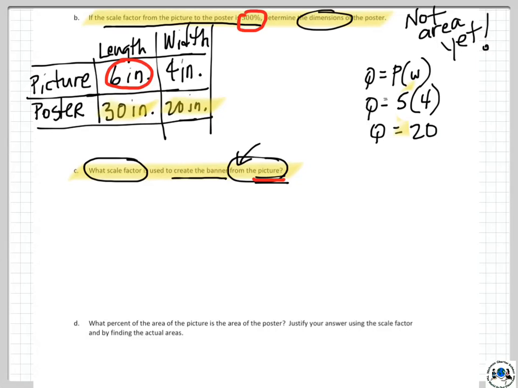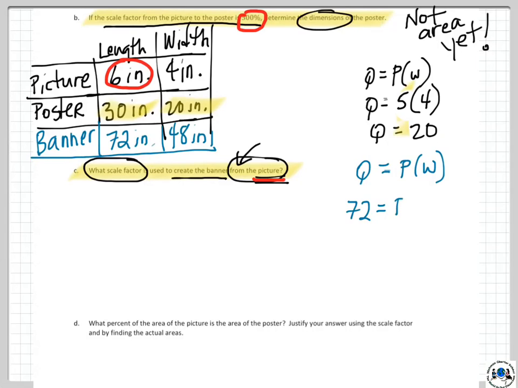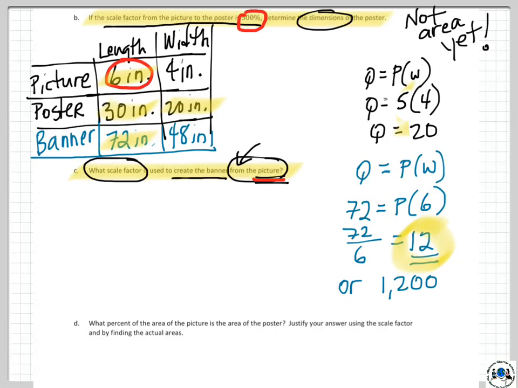So again, to the banner from the picture being our original, let's just plug the banner in there and put those that we know. We had 72 by 48. If we create our Q equals P times W formula again, we have 72, which is the banner length, is some percentage of the picture, which is 6. If we do our math there, we get 12. So we have a scale factor of 12, which is 1,200%.